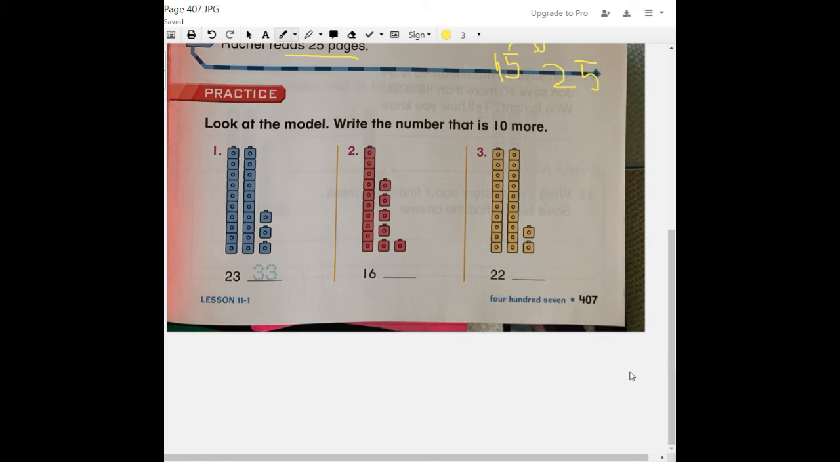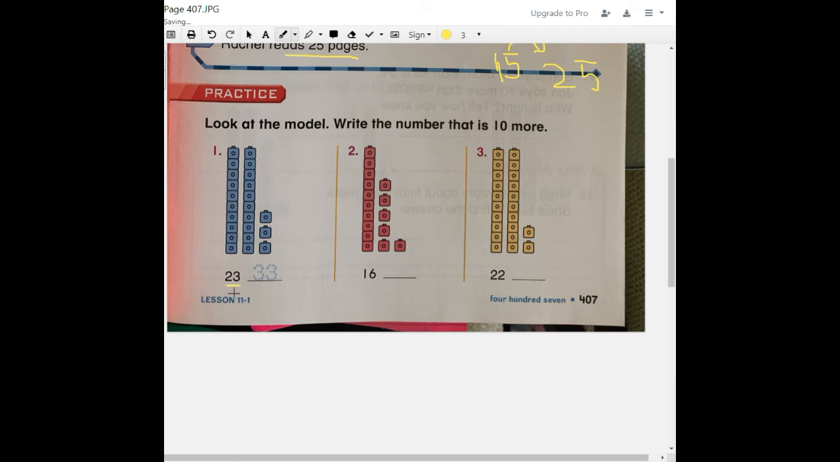So take a look at the bottom of page 407. It says, look at the model and write the number that is 10 more. So let's look at the first one. This one rod is 10. Do we need to count each one by one? No, we don't, because we know one rod is 10. We already learned this. So this is 10, 20, 21, 22, 23, and we got 23.